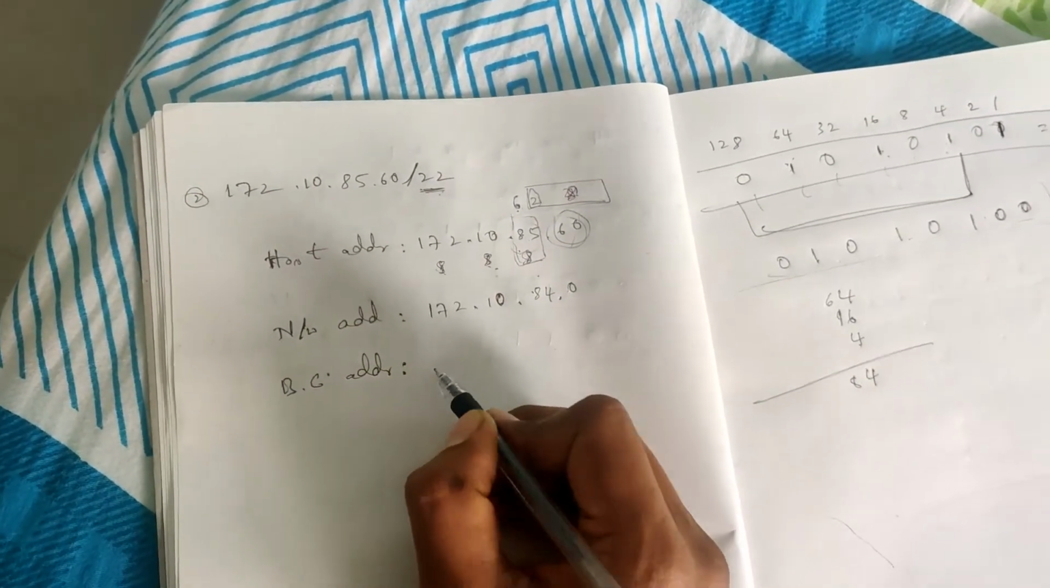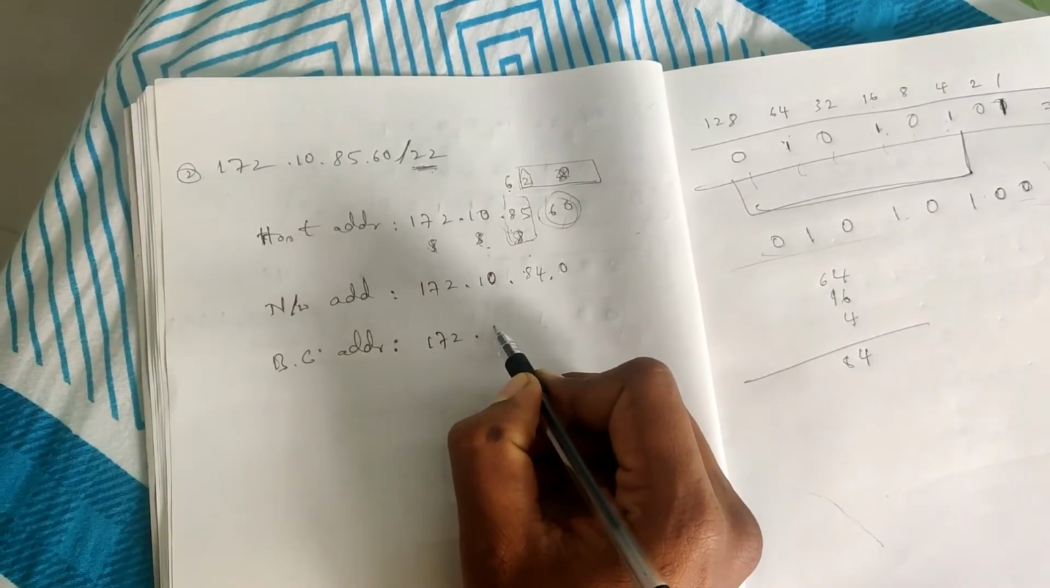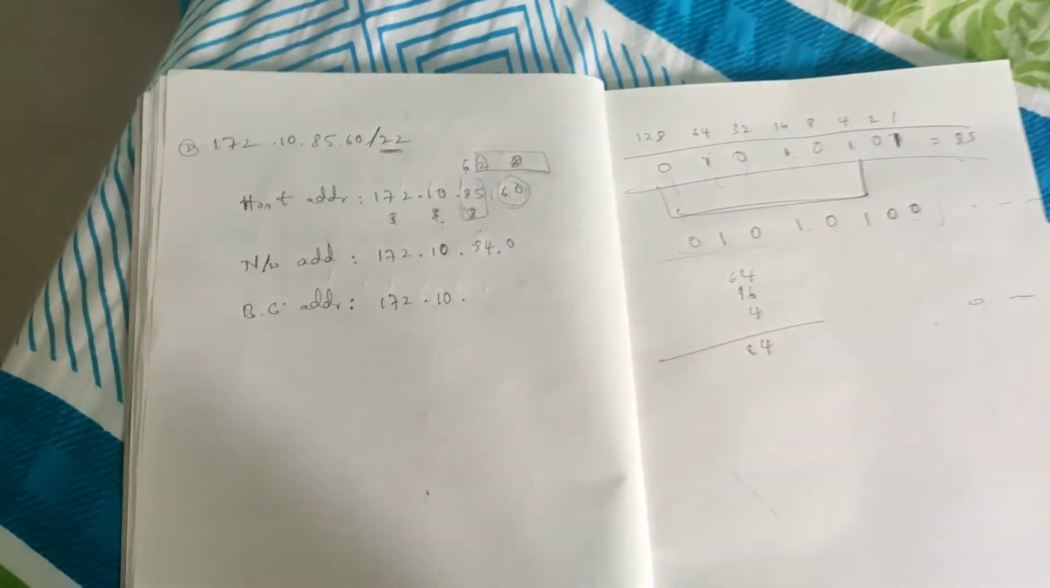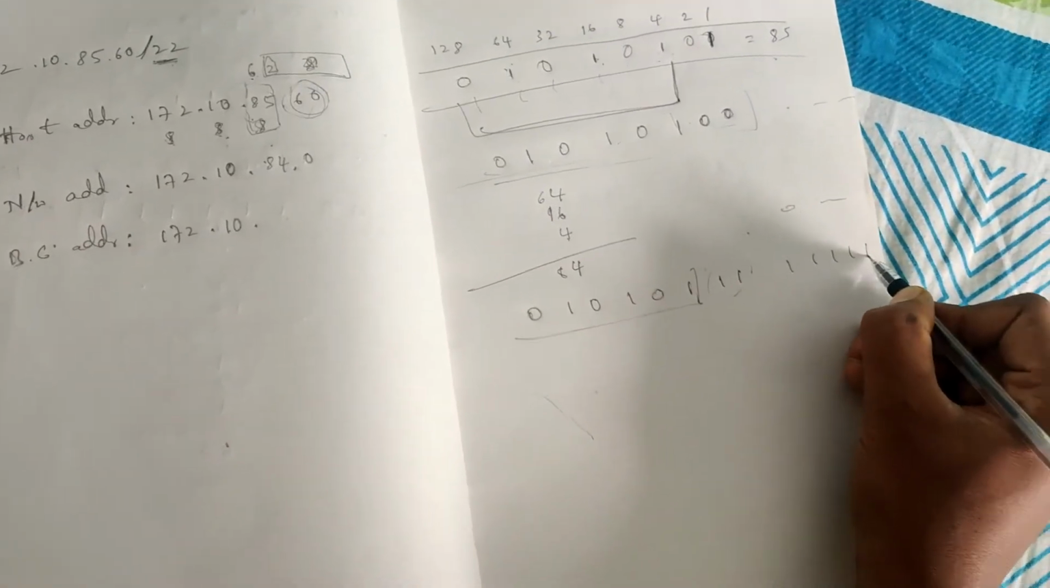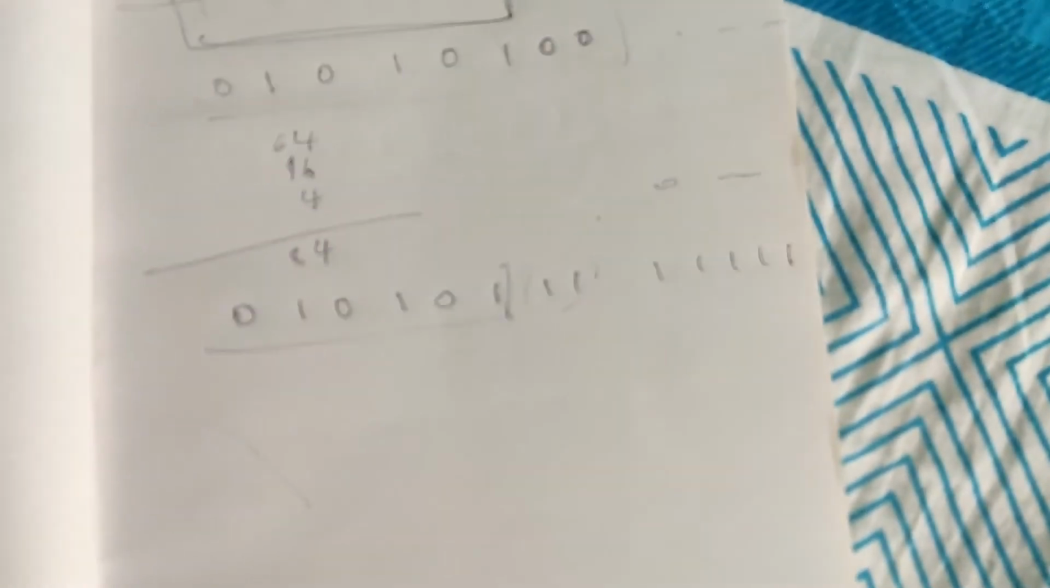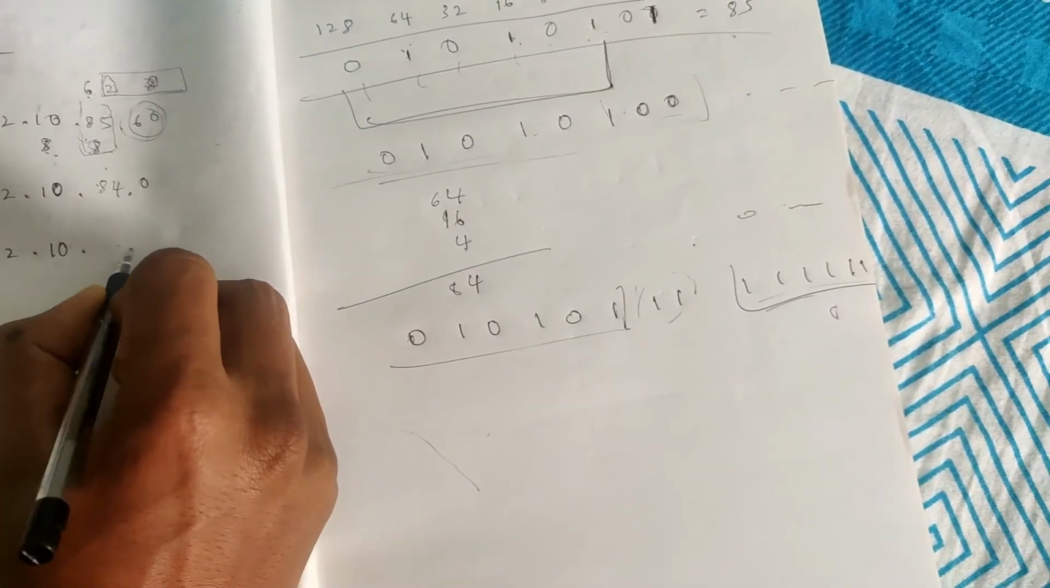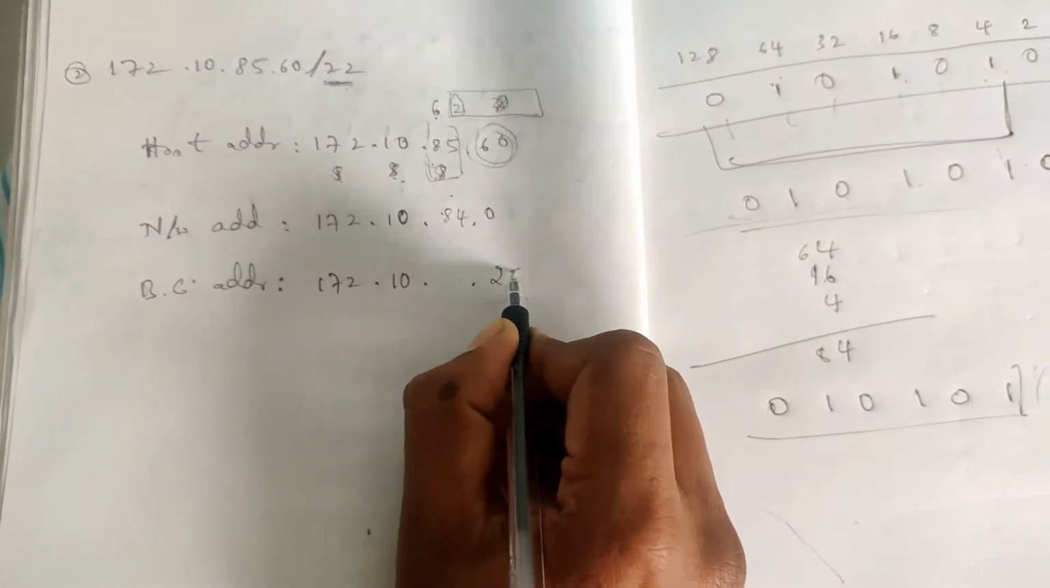Okay, coming to the broadcast address. These two octets are fully filled, which means these two are fixed. Coming to this point, these 6 bits are fixed: 0, 1, 0, 1, 0, 1. The rest are turned on. The remaining 2 bits are turned on here, and in the other octet all 8 bits are turned on too. All 8 bits turned on means it will become 255 in this octet.